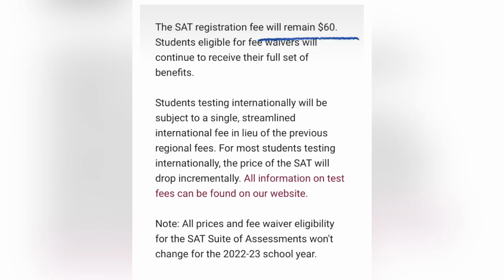And about the pricing, digital SAT is priced at $60 plus a regional fee of $43. So the total is about $103.